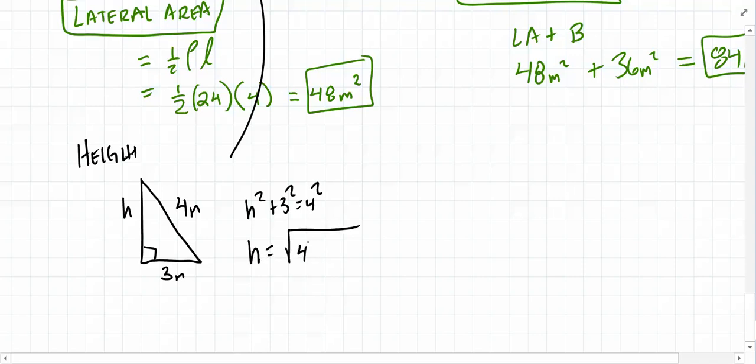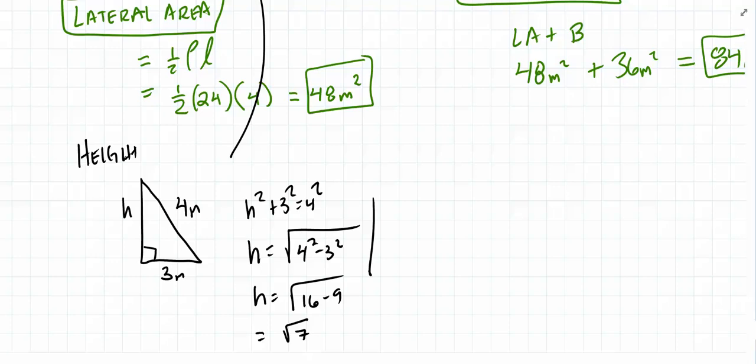So I've got the square root of 16 take away 9. So h is the square root of 7. Everybody cool with this algebra here? Even though I didn't show it all, you can follow? No big deal. So the height of this is the square root of 7. I can leave it in that form. And it's the square root of 7 what? Meters. There you go. It's a linear unit, because it's the length, so I keep it in meters. I don't square it, I don't cube it.